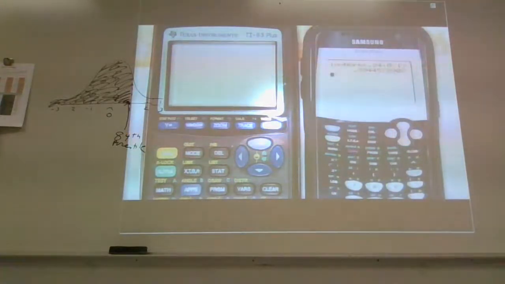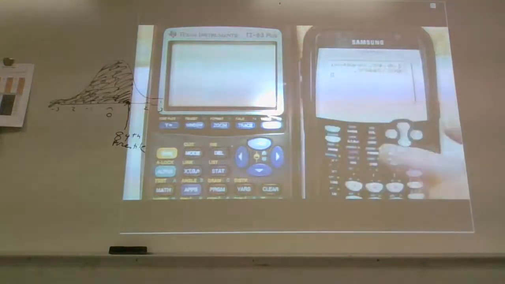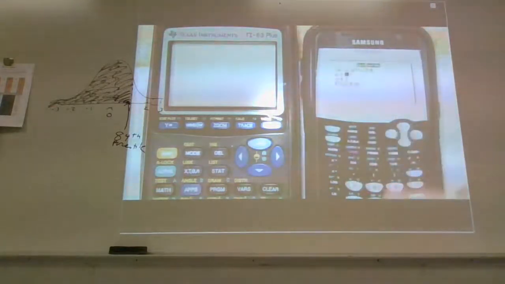Whereas, if I actually put in a mean and standard deviation, come back here, inverse norm, 52 and 3, just for the fun of it.